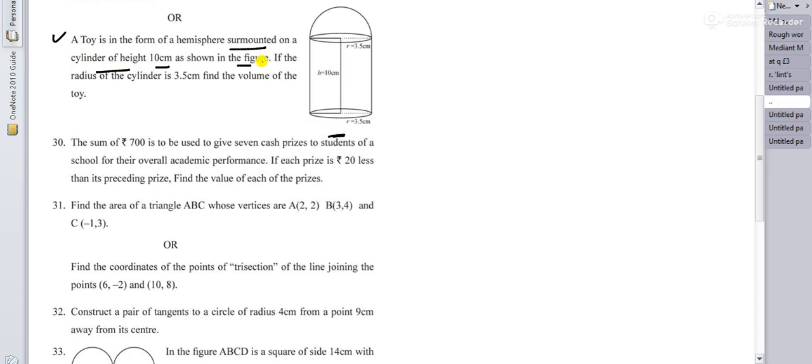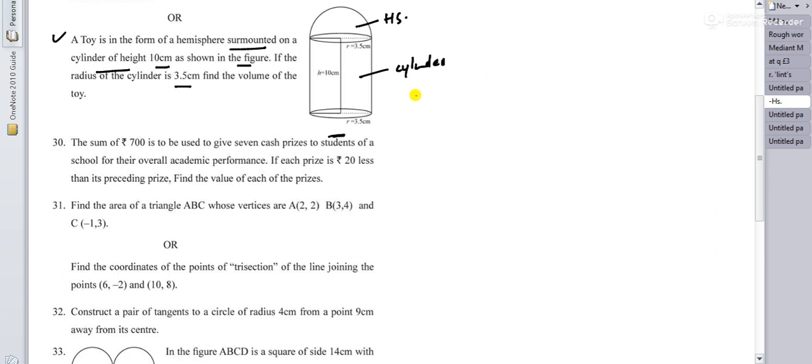You can see the figure here. If the radius of the cylinder is 3.5, find the volume of the toy. Okay, so this is based on the combination of solid figures. So you have a cylinder here, correct, and a hemisphere on its top. So they have asked to find the volume of this toy.